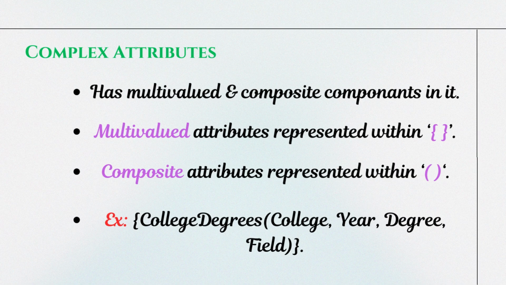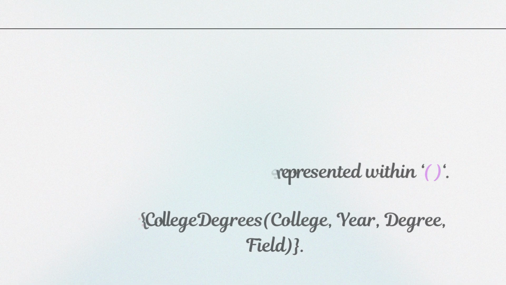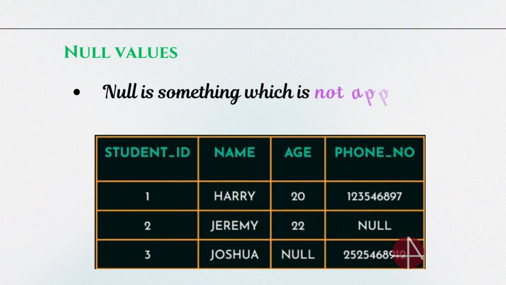Next, we are going to learn about null values. A person who has no college degree will have null for the attribute college degree, and a person who has no landline phone will have null for the attribute landline number. So in this particular case, the meaning of null is not applicable. Null can also be used when we don't know the value of an attribute. For example, if we don't know the phone number of a particular entity, say Jeremy, then the value of the attribute would be null. So in this case, the meaning of null is unknown.